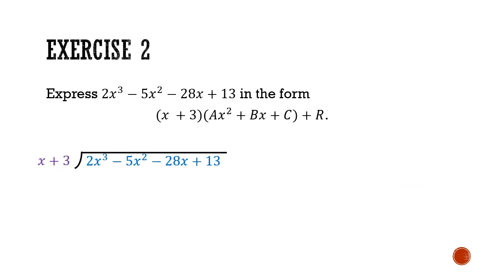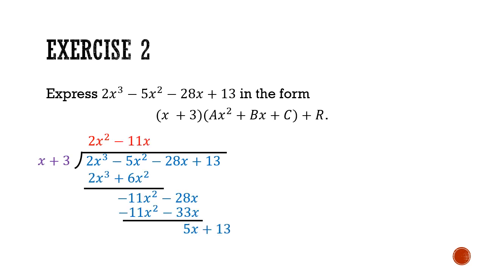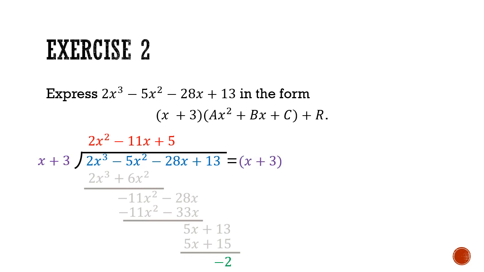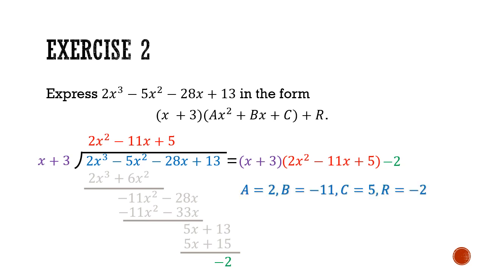Now, one way to approach this question is to recognize that this is exactly what we've been doing in part 2 using long division. So if we run through the long division algorithm, like so, we are going to get a quotient of 2x squared minus 11x plus 5 and a remainder of negative 2. And since we know that the dividend is equal to the divisor x plus 3 multiplied by the quotient plus the remainder, we can solve this and we'll get a equals 2, b equals negative 11, c equals 5, and r equals negative 2. So this is one method.